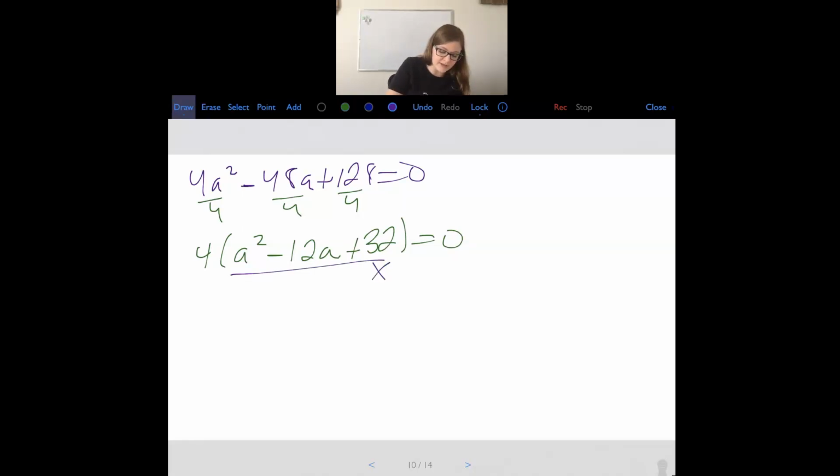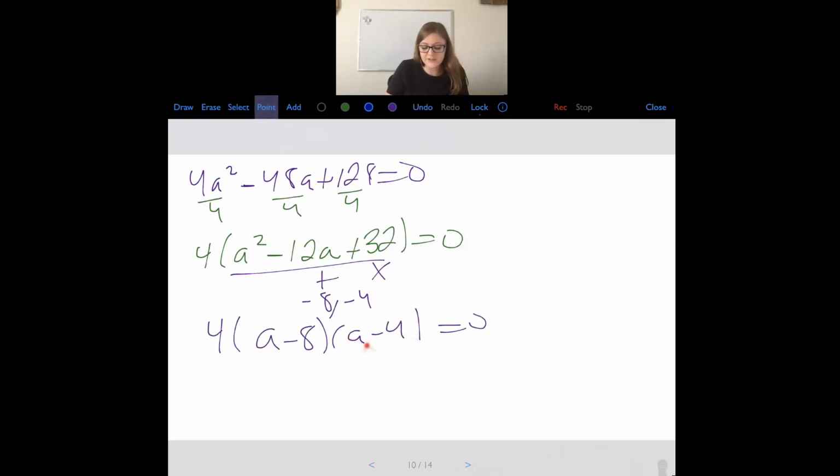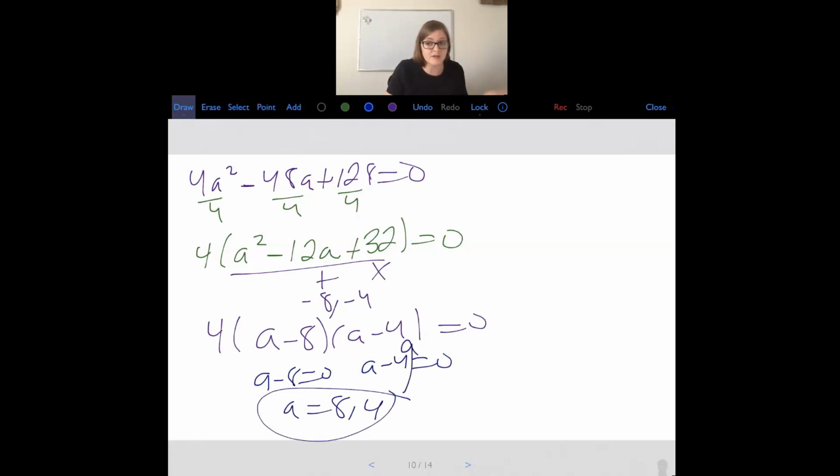So now we're looking at a squared minus 12a plus 32. Two numbers that multiply to 32 and add to negative 12 are negative 8 and negative 4. So we have 4 times a minus 8, a minus 4 is equal to 0. Now, when you're at this point, only the factors, or what's being multiplied, that involve a contribute to a solution. 4 is just 4. You could technically divide it on both sides and it would cancel out. So we're really looking at a minus 8 is equal to 0 and a minus 4 is equal to 0. So a is 8 and 4. And it's 4 because of this factor, not because of the number out in front.